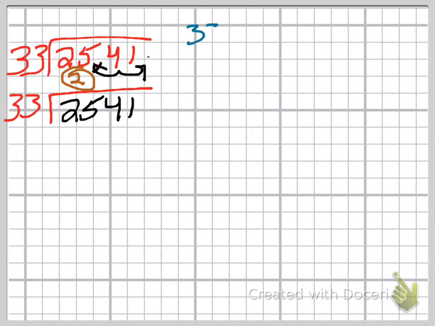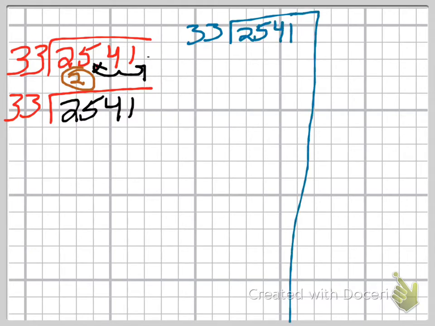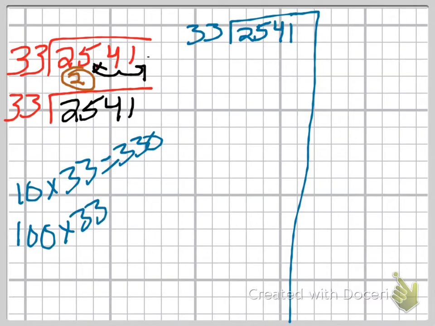So we have 2,541 divided by 33. We're going to start with 33, and if we always think of easy things, 10 groups of 33 would be 330. That's not very big compared to the 2,541. 100 groups times 33 would be 3,300. And that's too large. That's larger than 2,541.